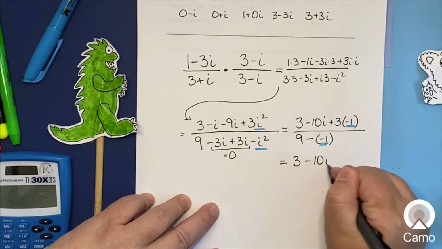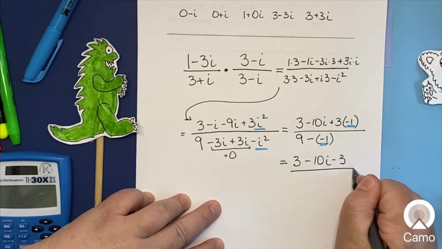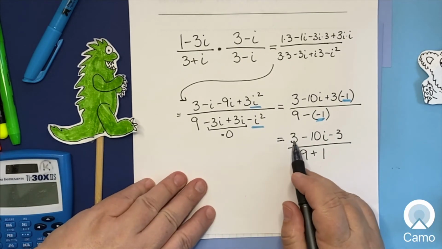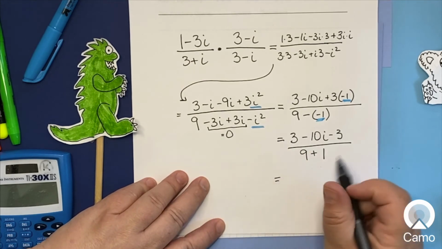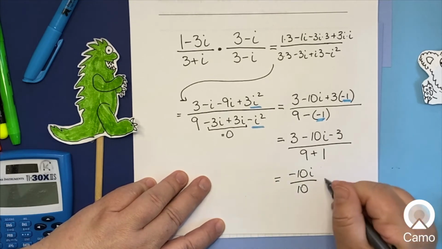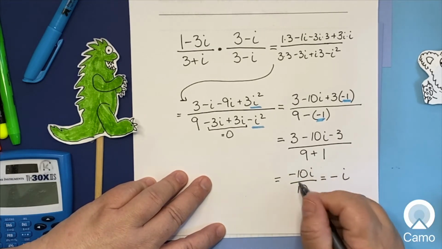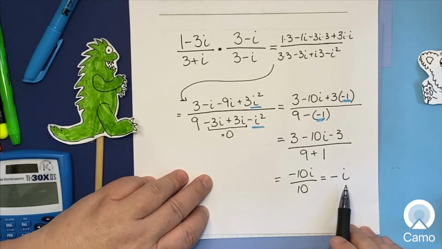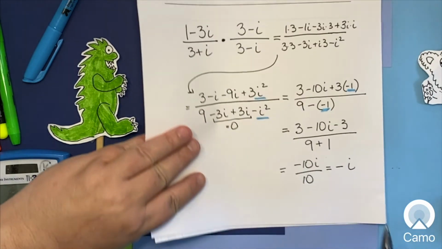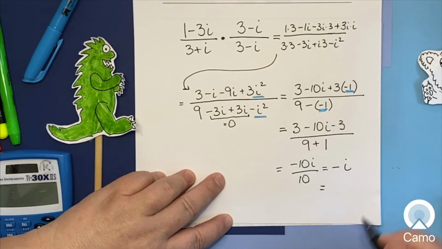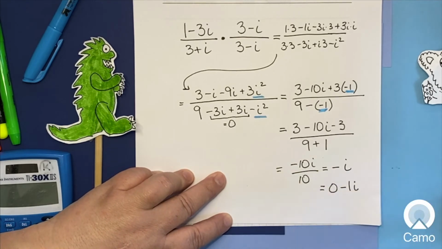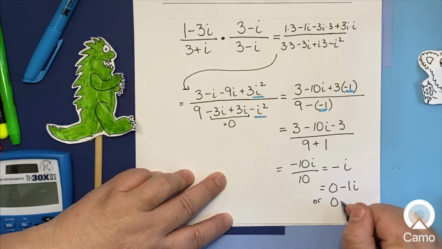3 minus 10i minus 3 all over 9 plus 1. Notice the 3's cancel, so I get the opposite of 10i all over 10, which is the opposite of i. The 10's cancel. Now, you have to write this in the form a plus bi. So this is technically 0 minus 1i, or 0 minus i.